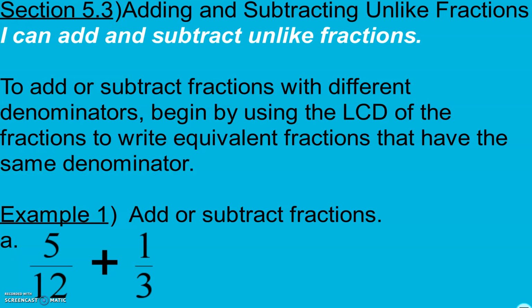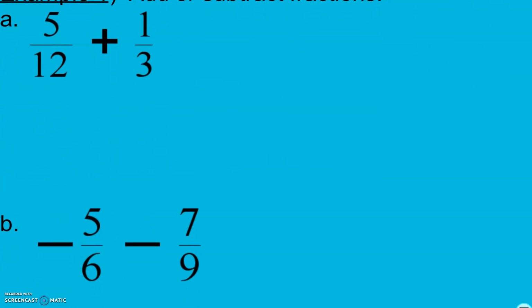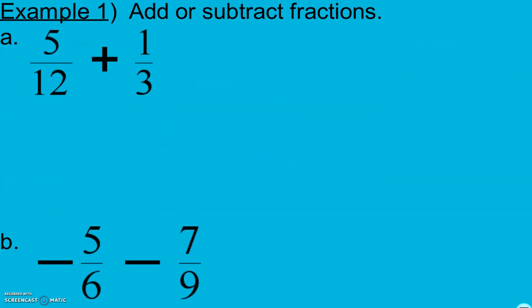To add or subtract fractions with different denominators, the first thing we have to do is find the least common denominator of the fractions. And once we have that common denominator, we can rewrite our fractions so that they're equivalent with that same denominator. Then we can simplify, adding or subtracting just like we did in section 5.2. So in A here, we want to add these.